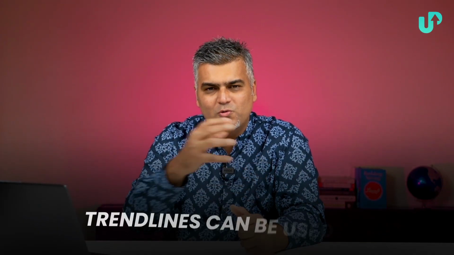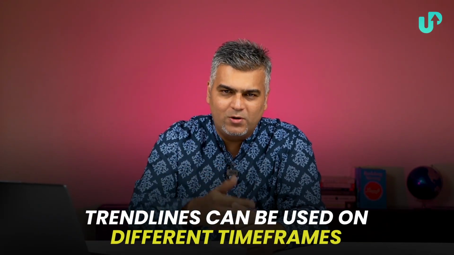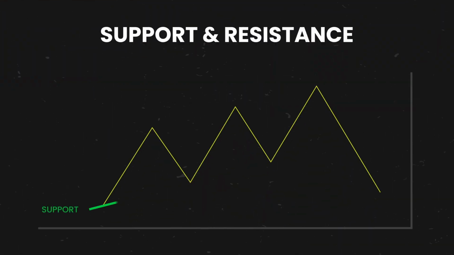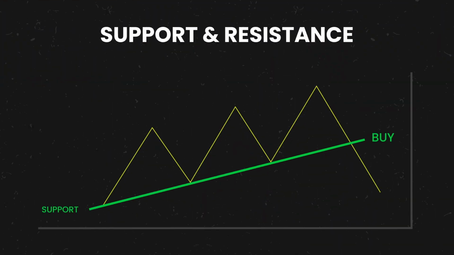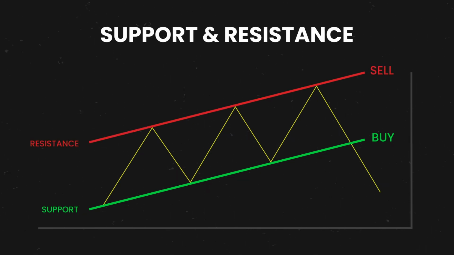Now, trend lines can be used on different time frames. They can be used even on hourly charts, but they are better used on daily, weekly and monthly time frames. This will give you quite a few entry points, where you're buying at the lower end of the support zone or selling at the upper end of the resistance area. And more importantly, a break of a trend line gives you an entry into a fresh new trend.